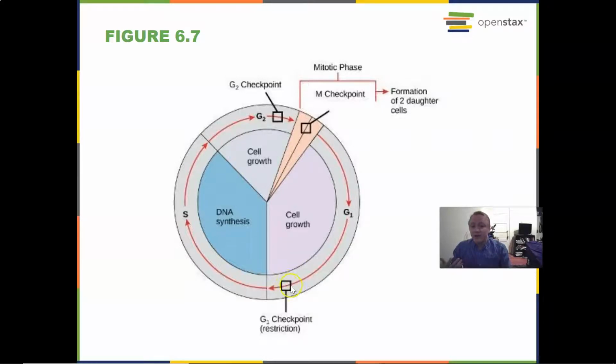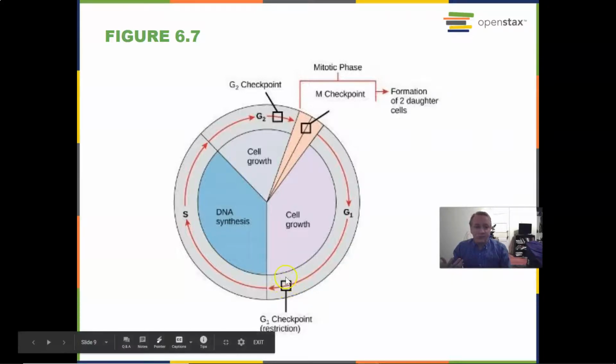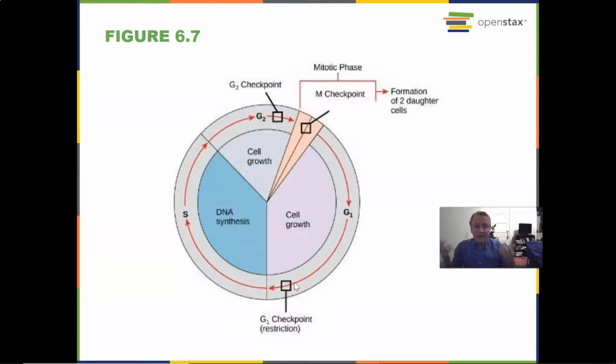And if your DNA is bad or if your cell is not ready at G1, the process will be stopped. It will not enter into S phase. And there's a couple of different options that we're going to talk about later for what the cell can do.